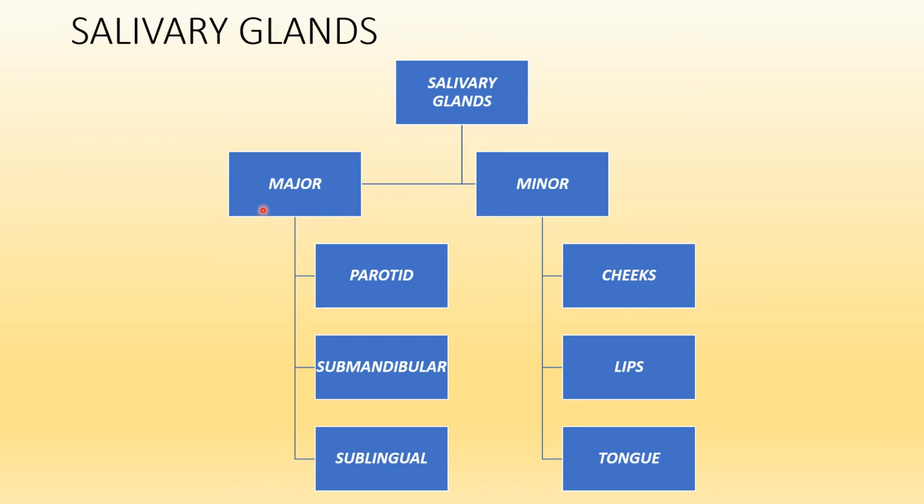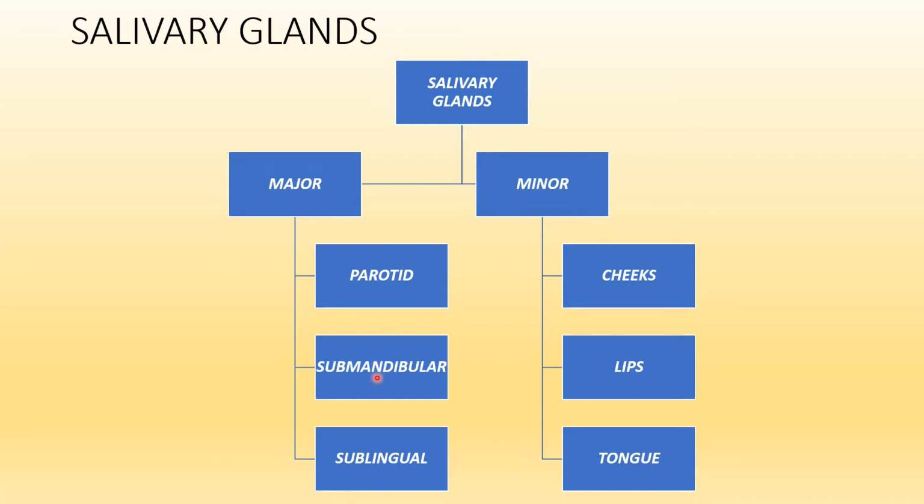The major salivary glands are the parotid gland, submandibular gland, and sublingual salivary gland. And the minor salivary glands are located in the cheeks, lips and tongue. Coming to the major salivary glands, the parotid is the largest serous salivary gland. It is located in front of the tragus, just lateral to the ramus of the mandible. Finally, it drains into Stenson's duct.